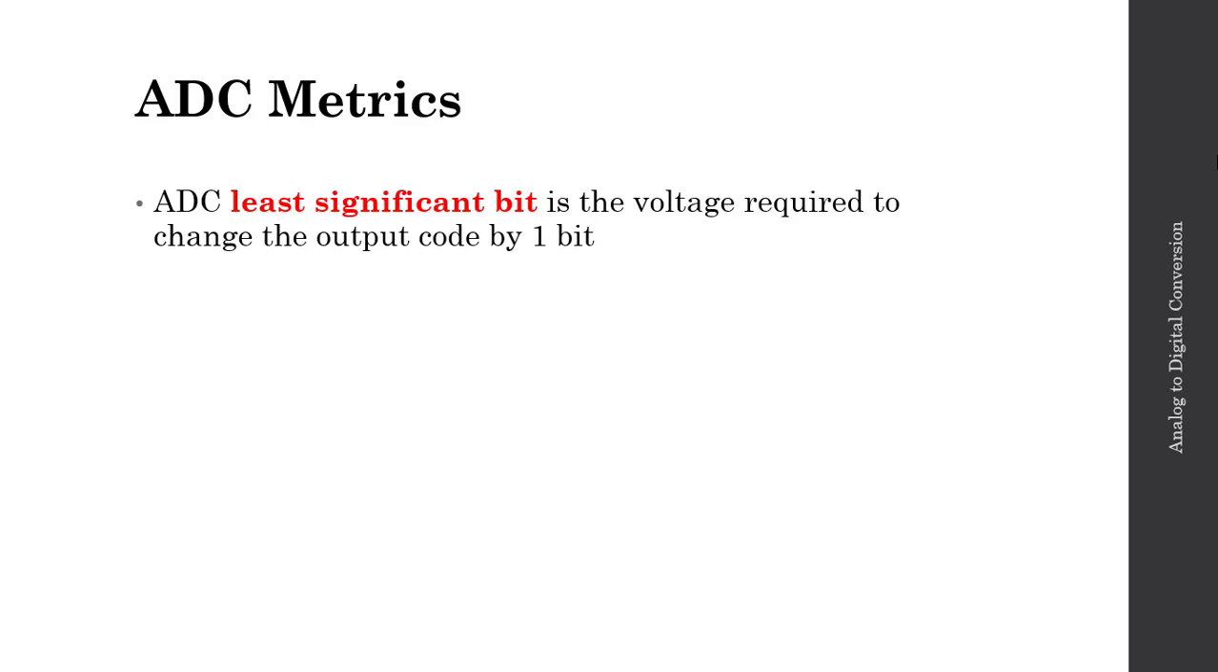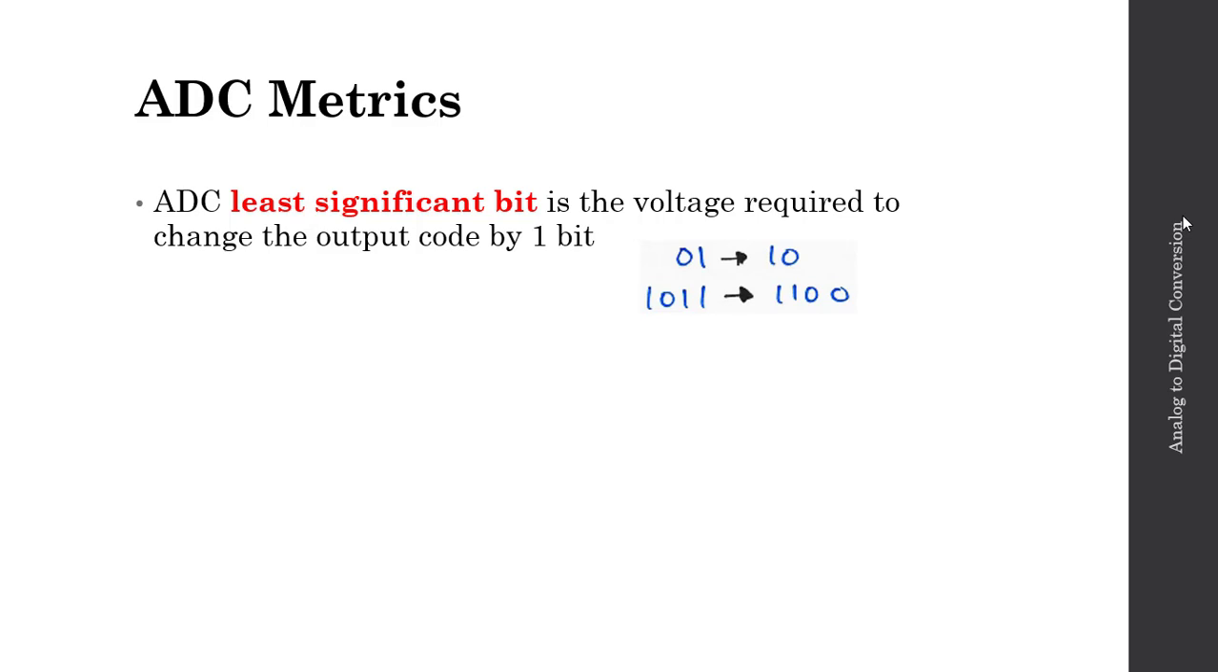Another common metric for analog to digital converters is the least significant bit of a particular ADC. Bit is sort of an odd term to use here because for an ADC, the least significant bit is actually the voltage which is required to change the output code by 1 bit. So for example, that might mean that I have a voltage at my input that changes my output code for a 2-bit ADC from 01 up to 10. Or if I had a 4-bit ADC, it would change the output code from 1011 up to 1100. In either case, I've increased the voltage just enough to increase my output code by 1 bit.